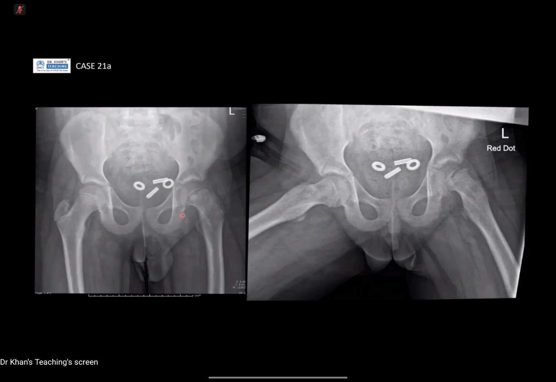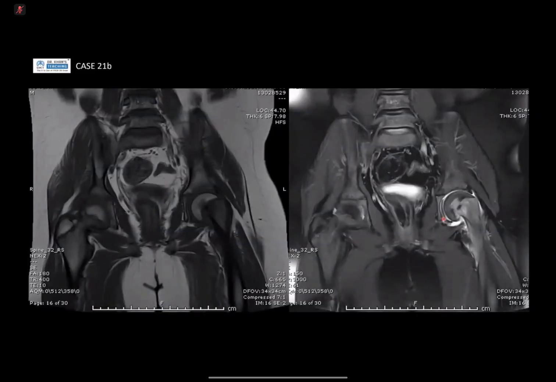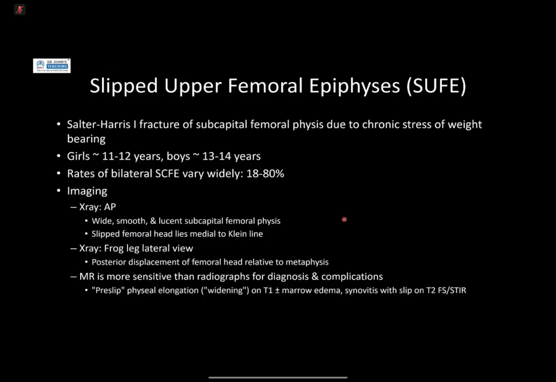So that's slipped. And then if you look at the next slide, which is the MRI, you can see the slip quite nicely with adjacent marrow edema. Key one's best to see the physeal widening, you can see here, compared to this nice and thin black line, and with reactive edema. Important thing to note is that there's no slip on the other side, because one slip can herald another slip, and I can't remember what percentage of it is bilateral. It might be in the next slide. Yep, so 18 to 80%.